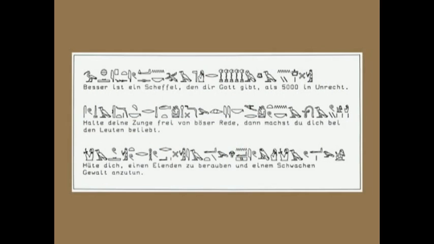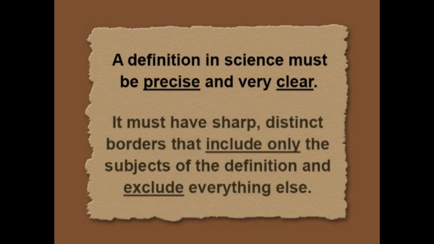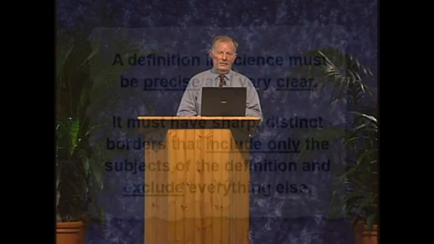On this picture, you see a translation made by computer. The input of the computer was a German text, and the output of the computer via plotter was a translation into hieroglyphs. It is possible because we understand this language, and therefore translations are possible. A definition in science must be precise and very clear. It must have sharp, distinct borders that include only the subjects of the definition and exclude everything else. We need such a definition also for information.